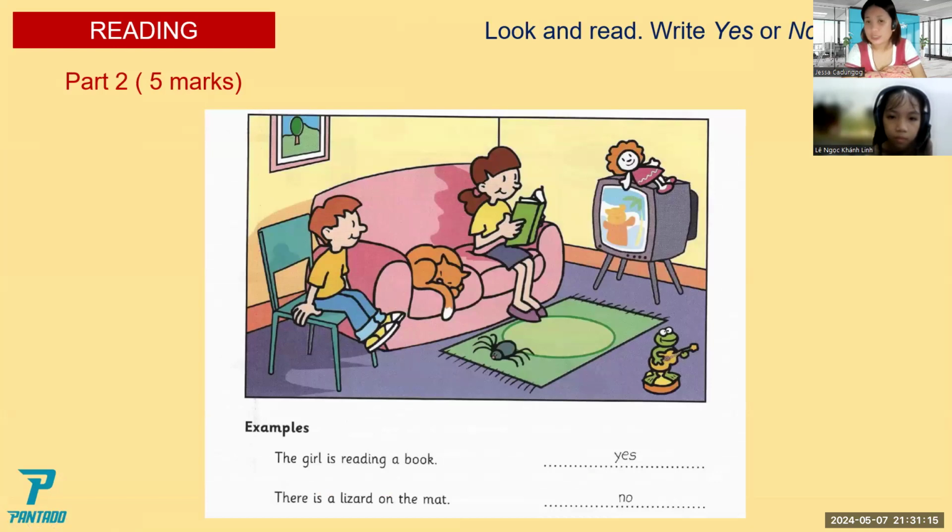Okay, Lynn, let's go now to part 2 of the reading and writing. You're going to look at the picture, write yes if the sentence is in the picture, write no if it's not. Example, Lynn, the girl is reading a book. Look at the girl. Is she reading a book? Yes. Yes, so you put yes. Next, number 2, there is a lizard on the mat. Is there a lizard on the mat? No. No. So what is on the mat?